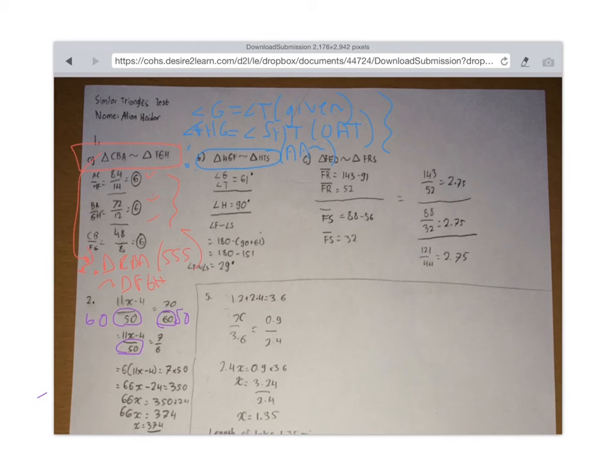Now, question 5 is the same thing. I need you to first prove that these triangles are similar, and then you can say therefore, and then do your ratio. Your answer is correct. It's just that you haven't provided enough information to prove that those triangles are similar. And your bonus question is correct, so that's going to add a couple more marks.